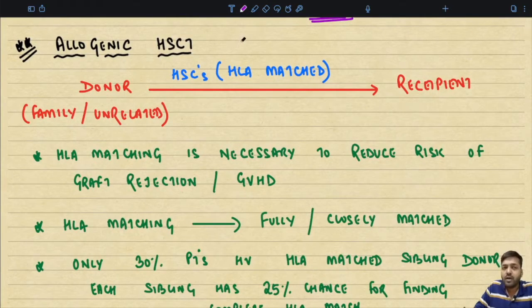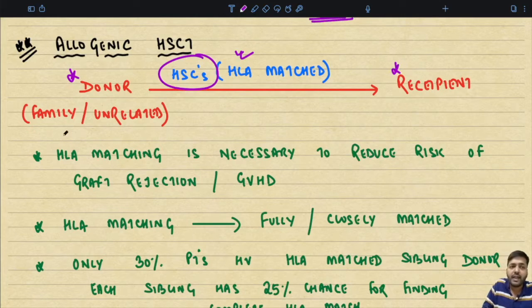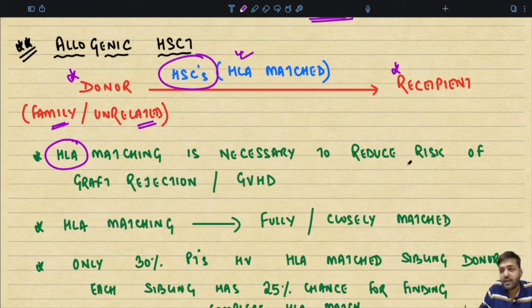As we have already read, the allogenic variety of hematopoietic stem cell transplant is a type of transplant wherein hematopoietic stem cells, which are HLA matched, are given from a healthy donor to the recipient. This donor can be a family member or unrelated as well. Remember, HLA matching is necessary to reduce the risk of graft rejection or graft versus host disease. If you are wondering what HLA is, HLA stands for human leukocyte antigen.